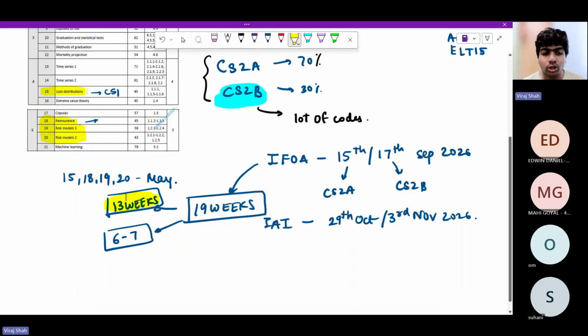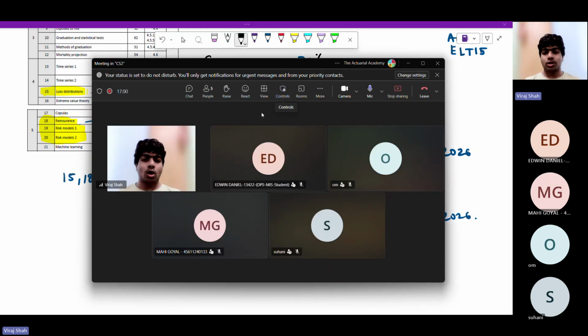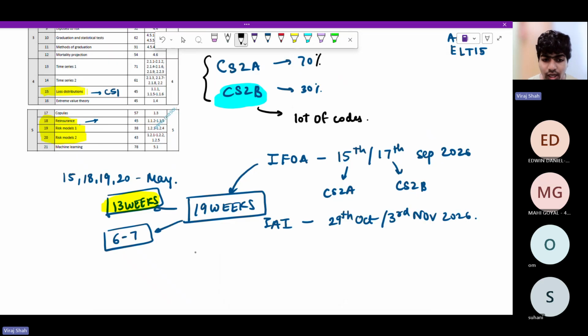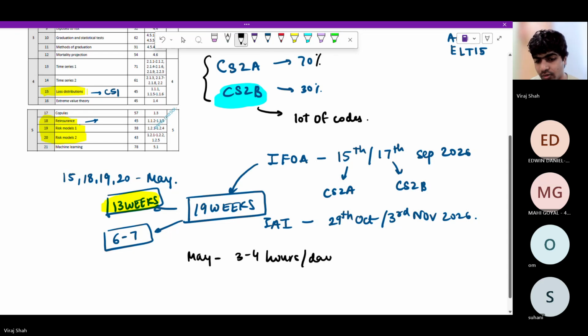These 13 weeks are going to be very crucial for CS2. Please make sure that you do not take it lightly. In the month of May, I'm not telling you to study for 8 to 12 hours. In the month of May, you can study for say 3 or 4 hours daily, and that will be enough. But as we proceed to June and July, you have to start studying for 8 to 12 hours.